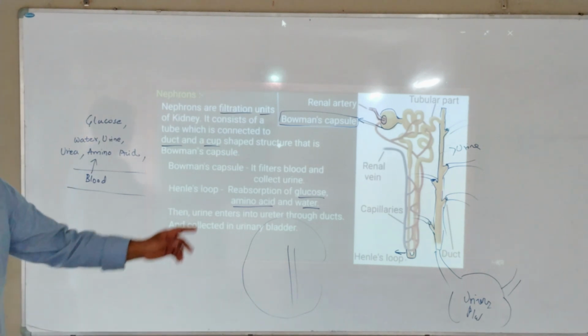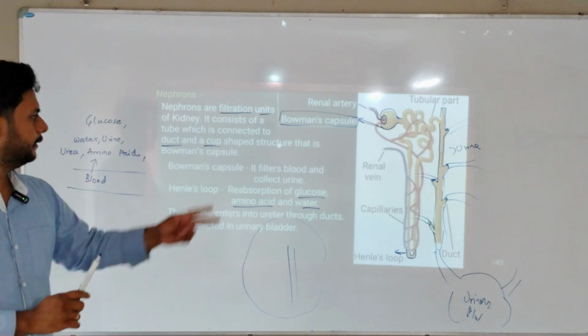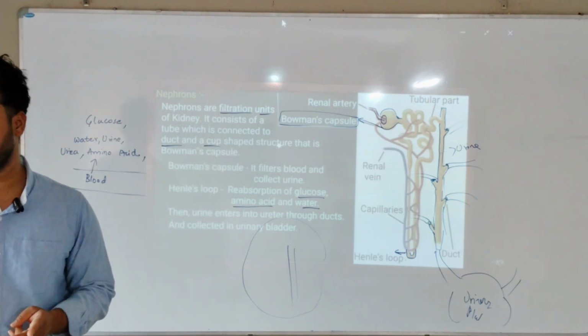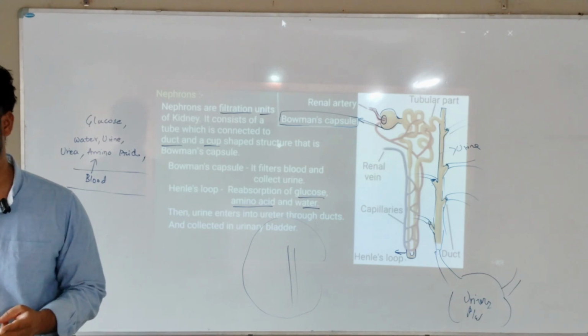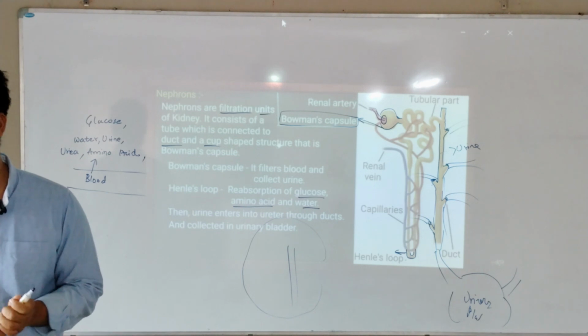Most important. Every year this will come. Fixed questions: xylem, phloem and nephron from the excretion part. Two fixed questions for you. Nothing other than this will come. This must come. Any doubts? Okay, next.